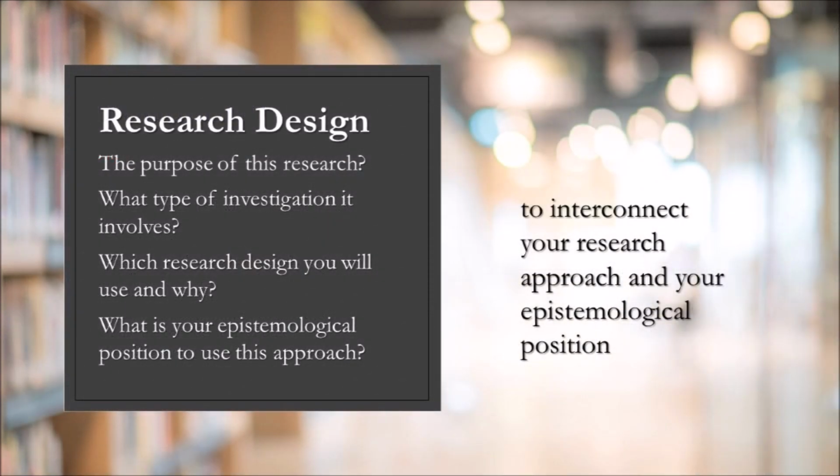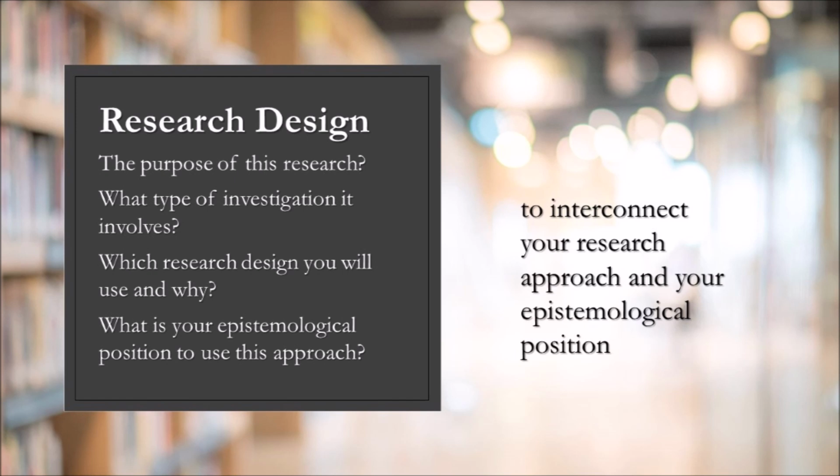Now, in the next section of the chapter, after the introduction section, you are to write about research design. In this section, you should tell about the purpose of the research, what type of investigation it involves, which research design you will use and why, and what is your epistemological position to use this approach. Well, this is up to you according to your research topic and research questions, which approach you will use and how you will justify it in this chapter.